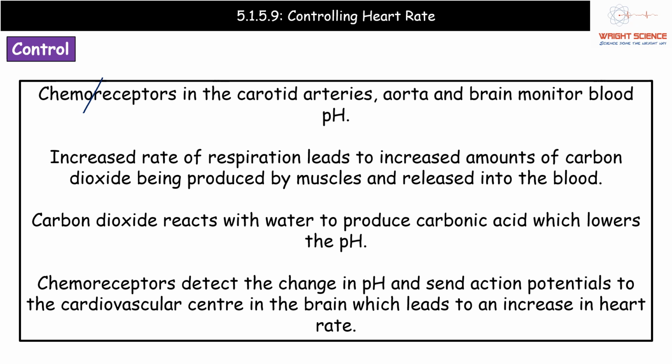What that then does is detect that pH change and send action potentials to the cardiovascular centre in the brain, and that then will increase heart rate because we've got a surplus of a waste material we need to get rid of. Therefore, increasing heart rate is going to mean we get that blood with the carbon dioxide in it to the lungs for expiration quicker.